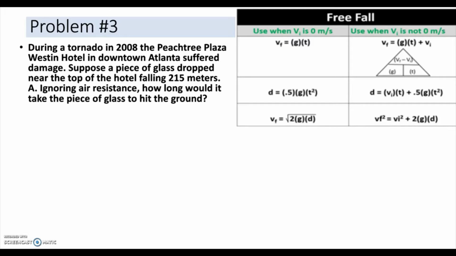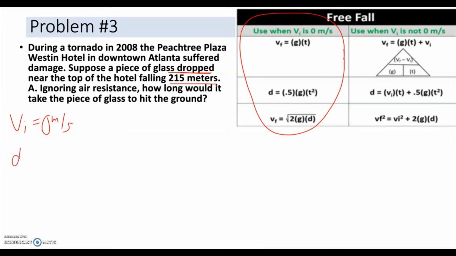All right, so we were told a couple of things in this one. It did actually tell us that the glass was dropped. And again, if it's dropped, that means our initial velocity is 0 meters per second. So already that tells us we're going to keep using our equations on the left-hand side. It says that it fell 215 meters, so that would be our distance or our displacement. For part A, we are solving for how long, so we're looking for the amount of time that it fell. So knowing that the initial velocity is 0, we can use anything on this left-hand side.